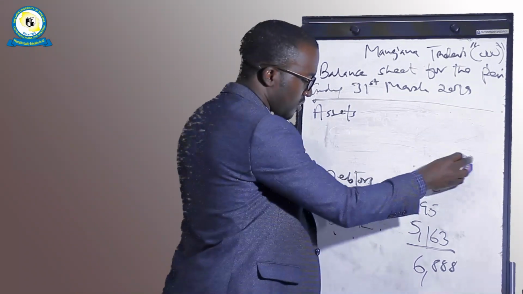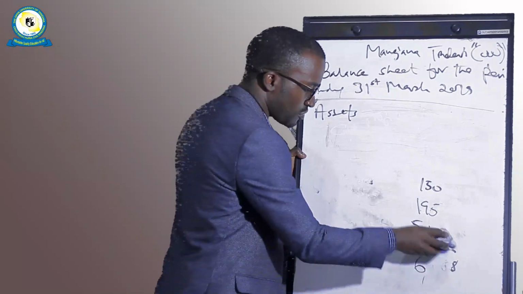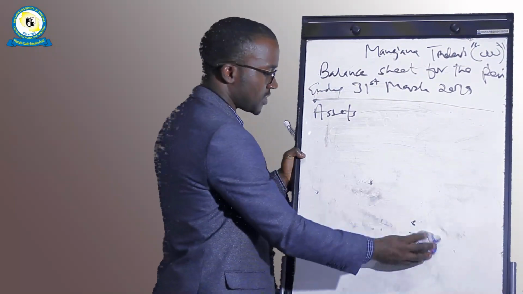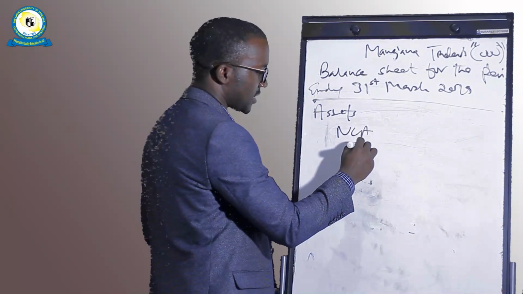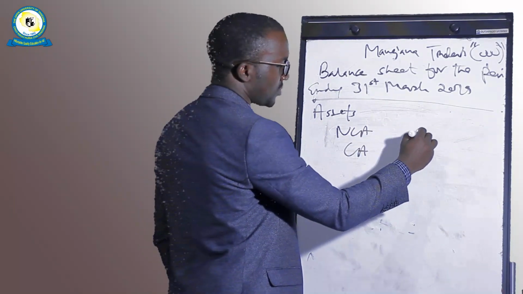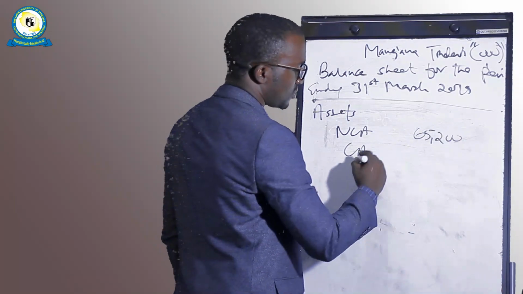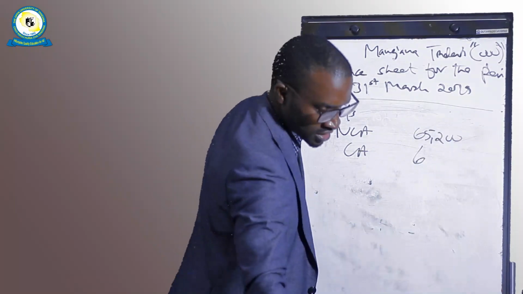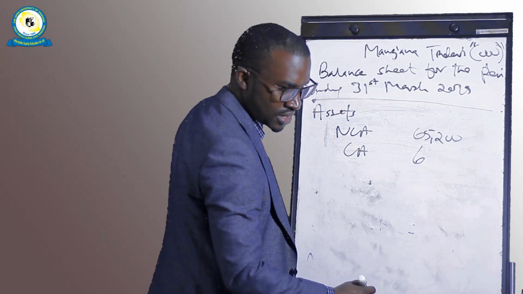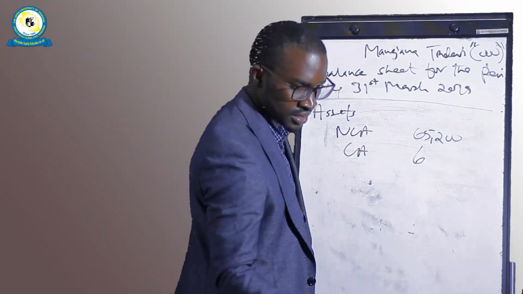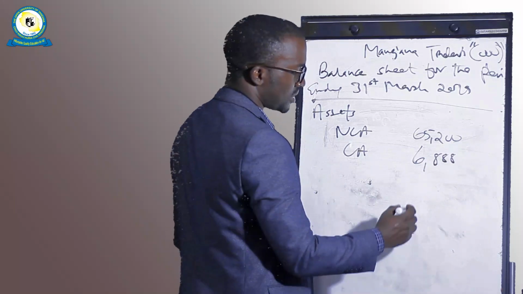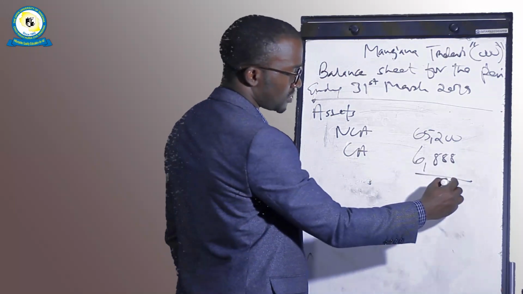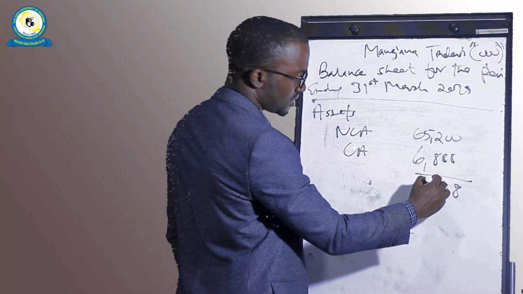So the total of the assets, because in the long form here you're supposed to put the total of the assets, which means the total of non-current assets and current assets. Non-current assets you're getting 65,200, and the total of current assets is 6,880. If you add this one, this is 80. This is 0.